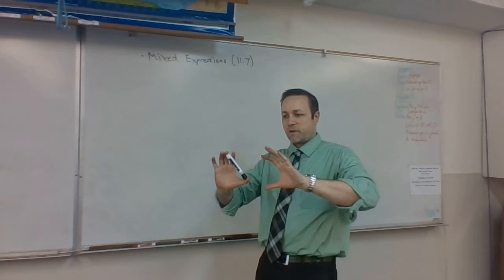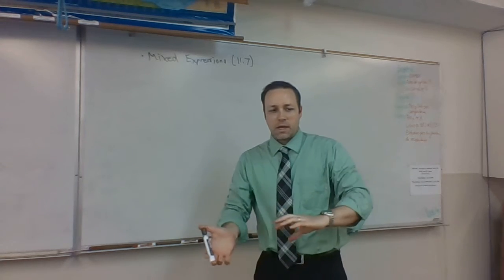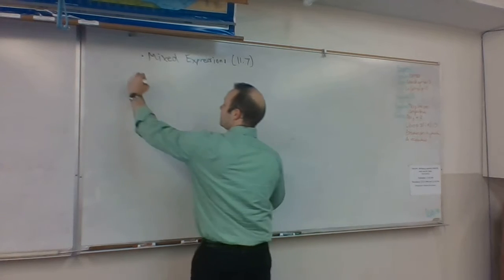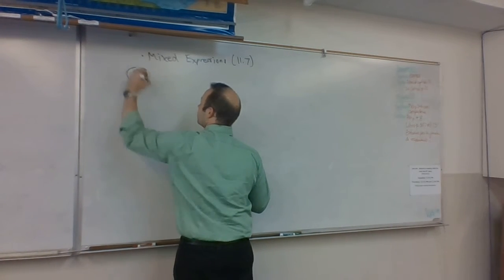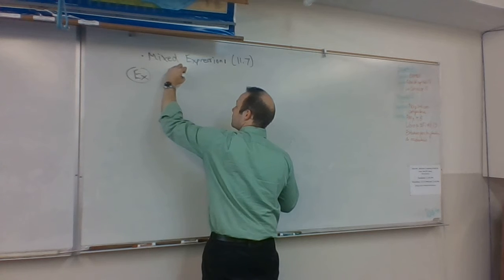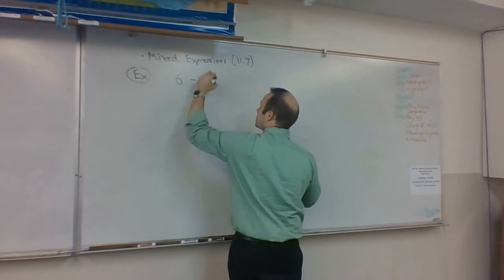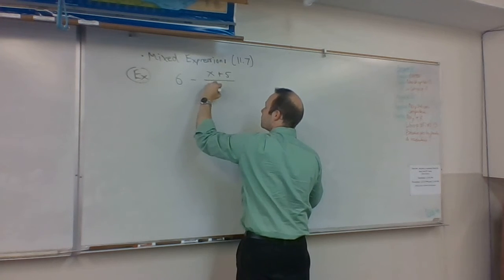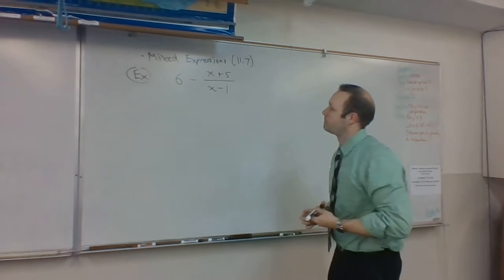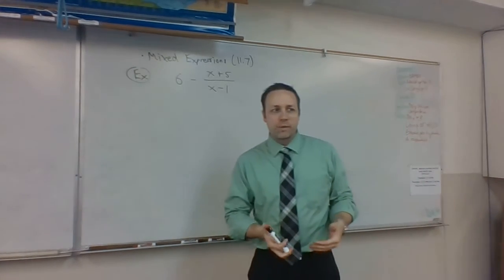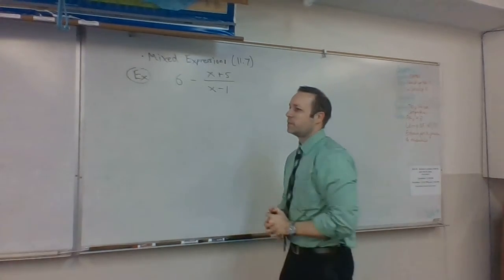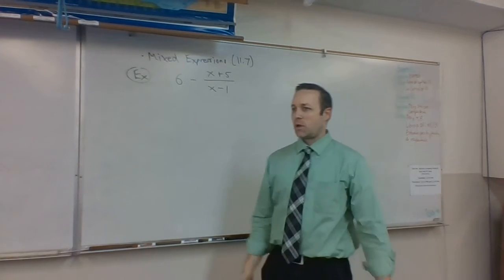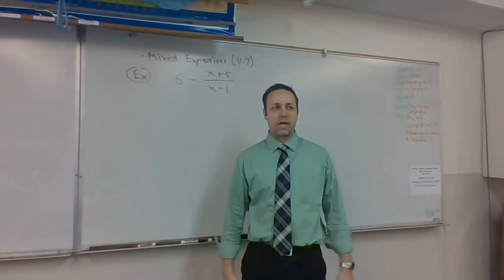So a part that has a variable in the denominator and a part that does not have a variable in a denominator. So an example here could be something like 6 minus x plus 5 over x minus 1. And the instructions here will usually be something like take this mixed expression and rewrite it as one rational expression. So how do you do that?